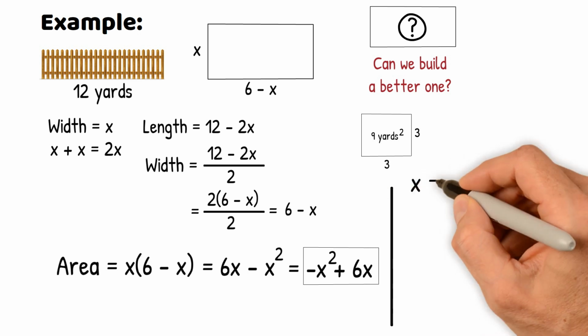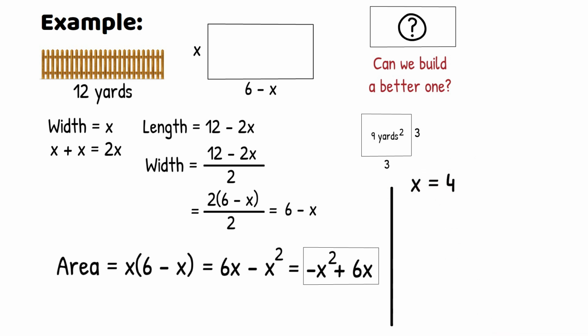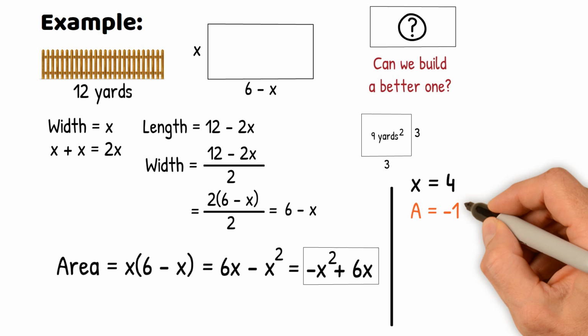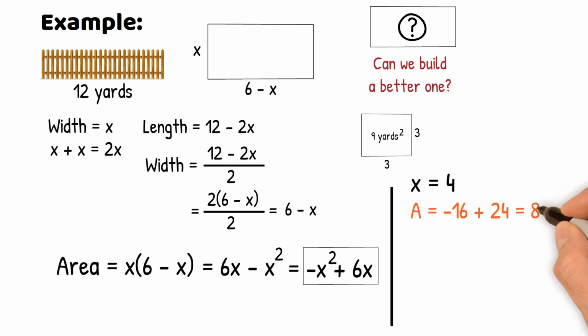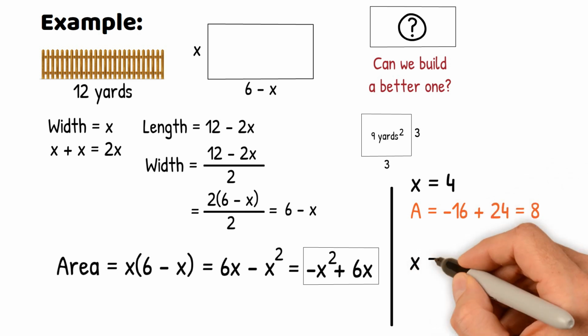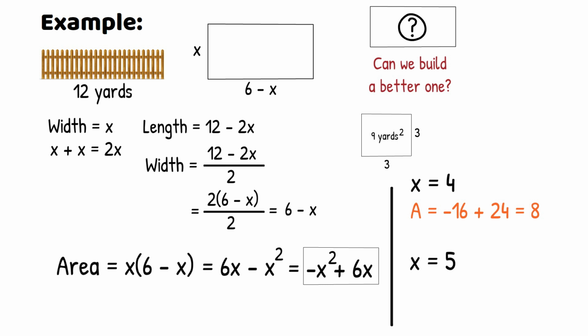If its width is 4, then the area would be negative 16 plus 24, applying that formula, which would be 8. If the width is x equals 5, then the area is negative 25 plus 30 equals 5. We want to optimize the area. We want to find the largest possible area A.